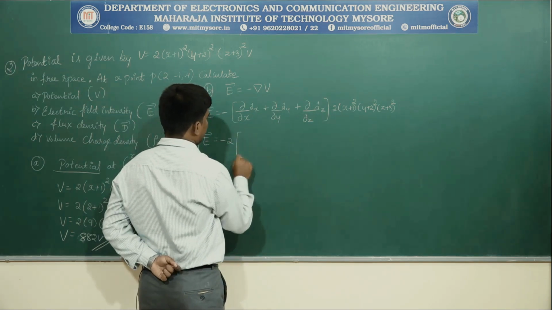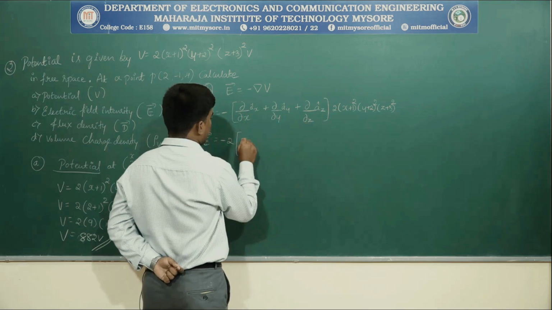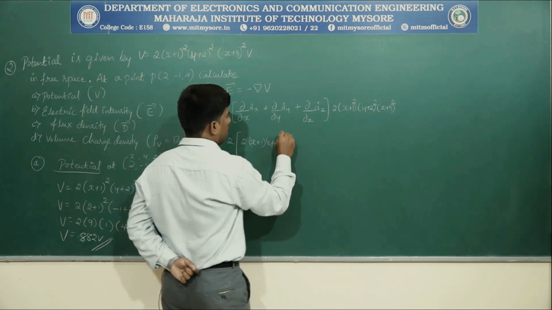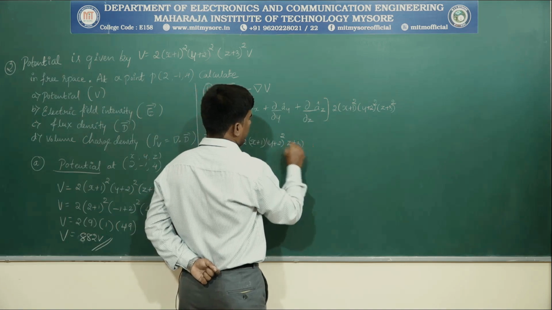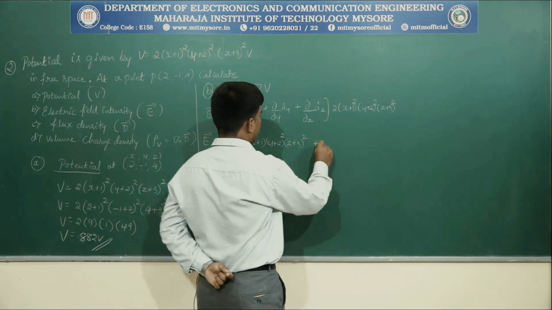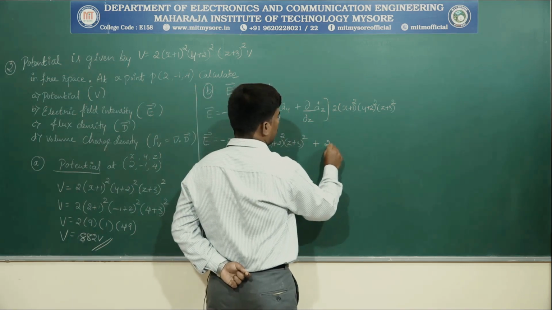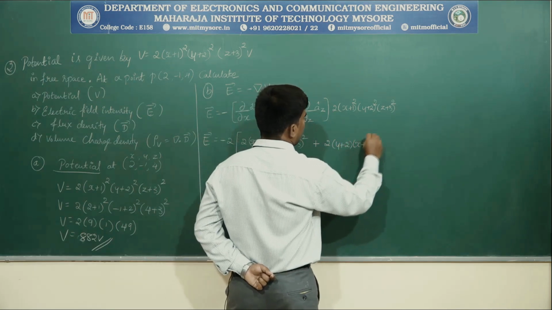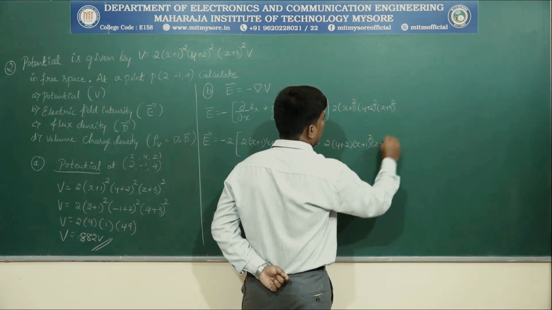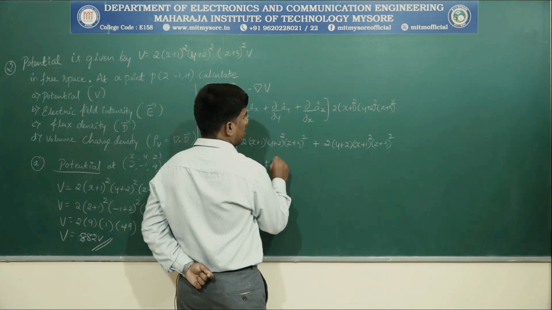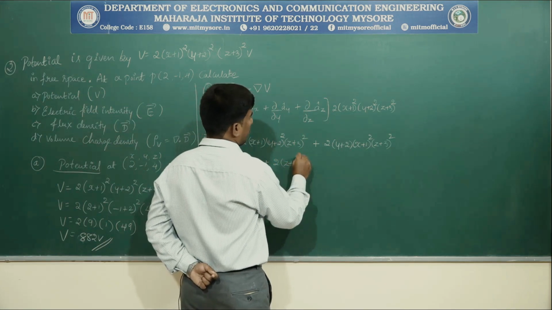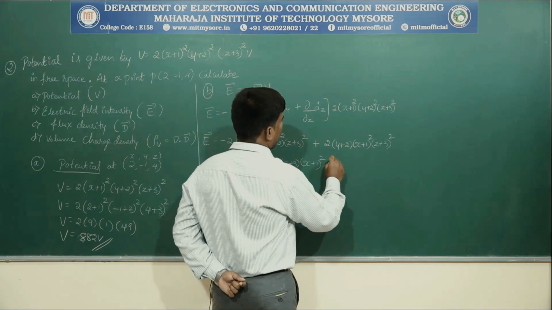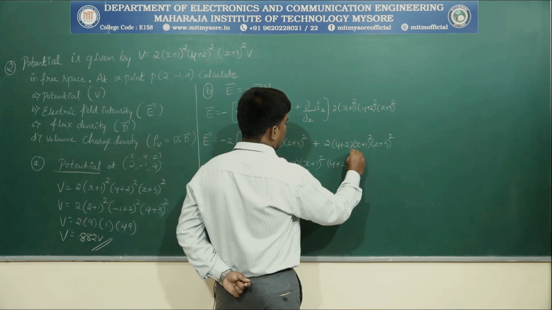Then this becomes ∂/∂x of this quantity, that is 2 into (x+1) into (y+2)²(z+3)², plus this quantity becomes 2 into (y+2) into (x+1)² into (z+3)², then plus 2 into (z+3) into (x+1)² into (y+2)², right?